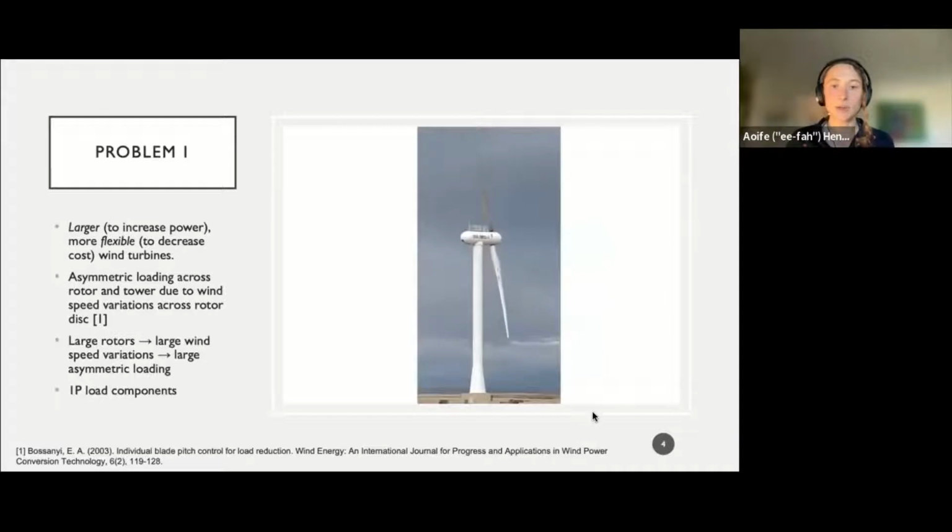So what's the issue I'm hoping to tackle? Well, wind turbines like this one here are getting larger and more flexible. And you can see the purpose of this video is to show how much these blades bend when they're rotating. So as a result of larger, more flexible turbines, they experience asymmetric loading across the rotor and tower. The most significant of these loads are the 1P, or once per revolution, loads.